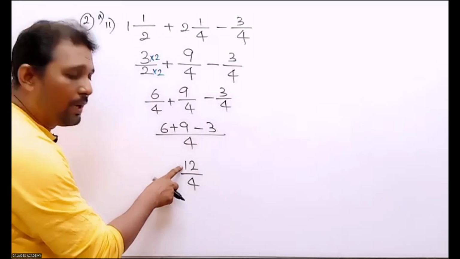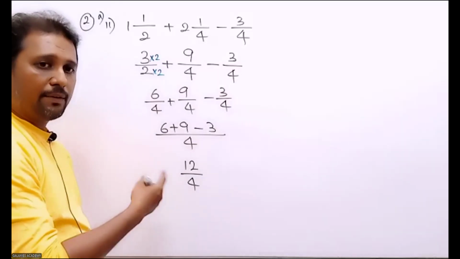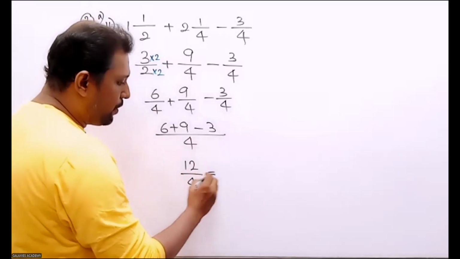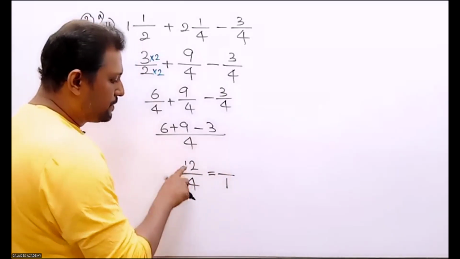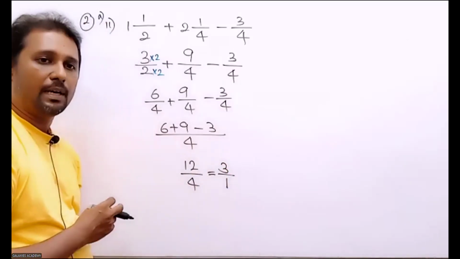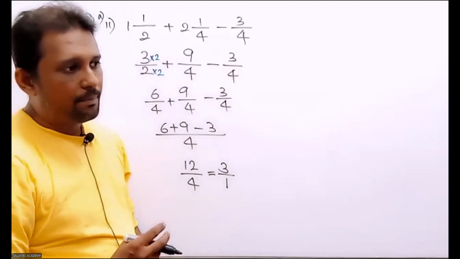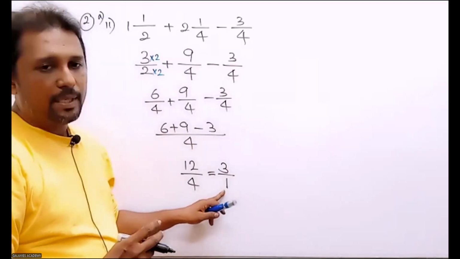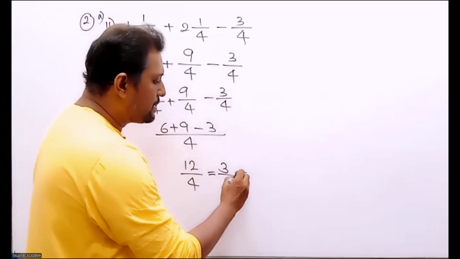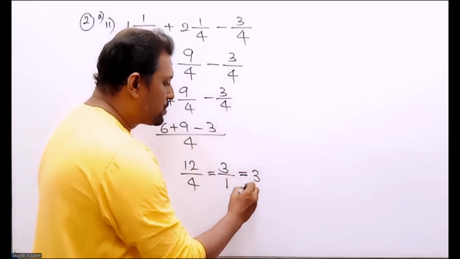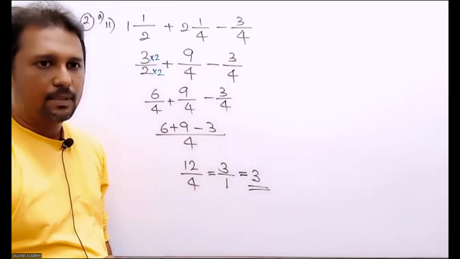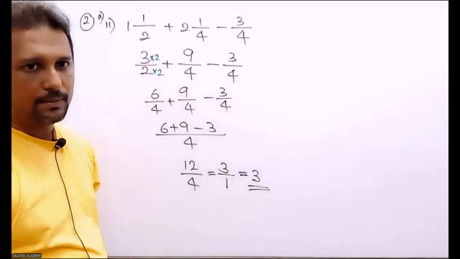4 and 12 you can divide by 4. Then what is the answer? 4 divide 4, 1. 12 divide 4, 3. 3 over 1. Also remember, if a fraction denominator is 1, this fraction you can write as a whole number. So what is the answer? 3. Right? The answer is 3.